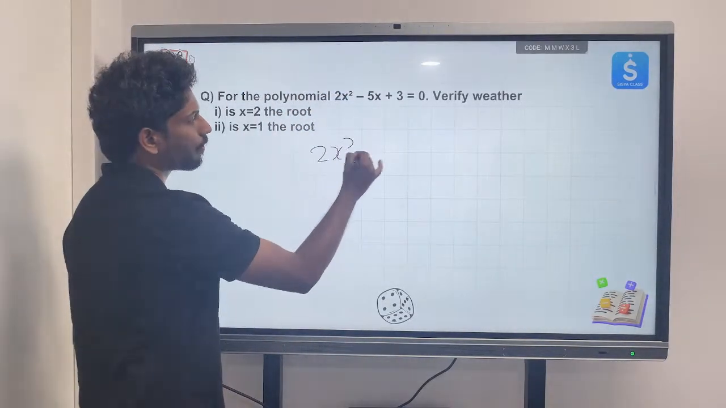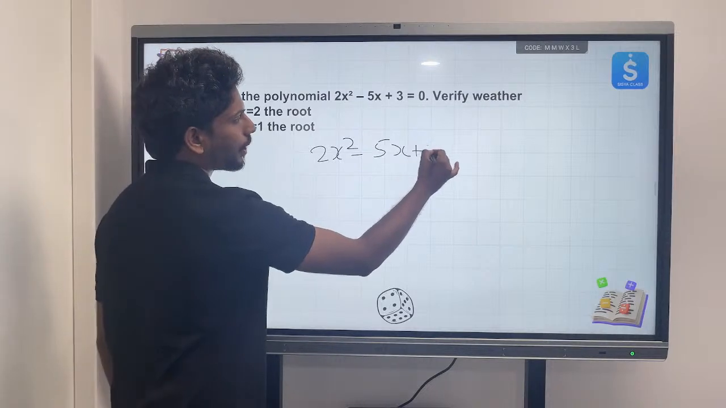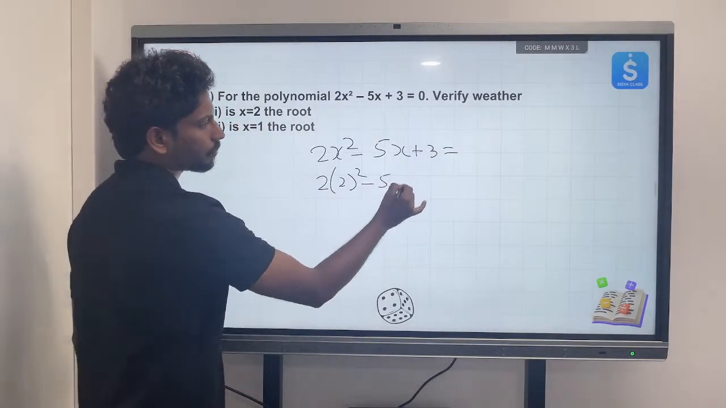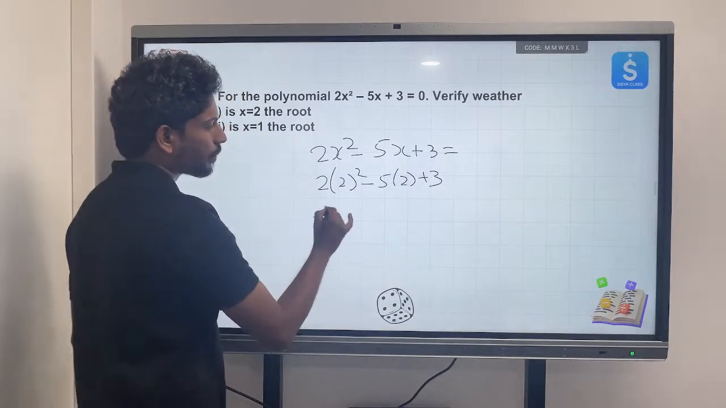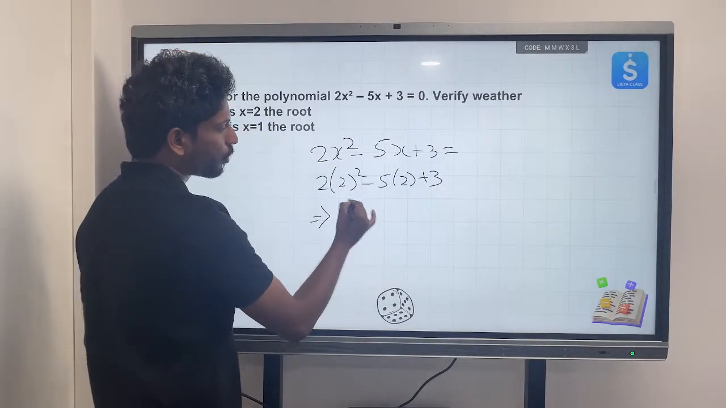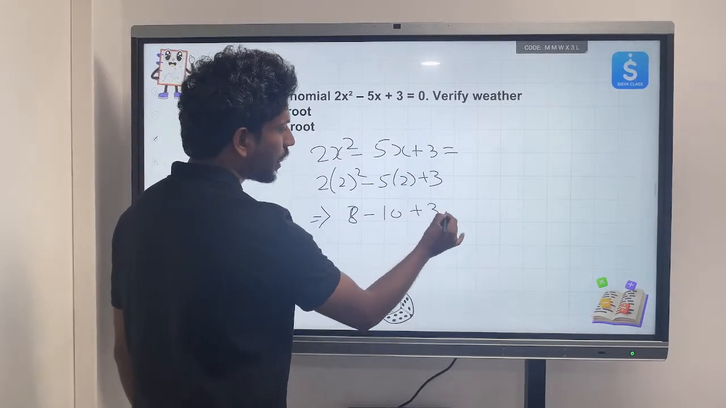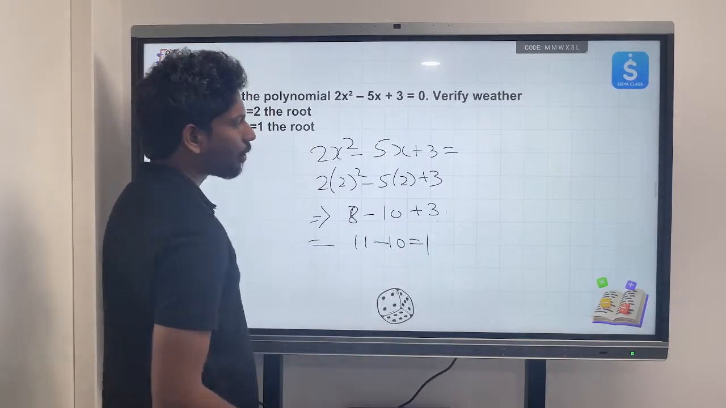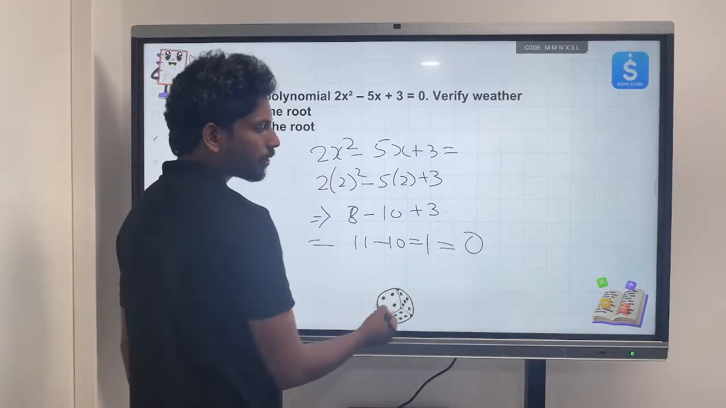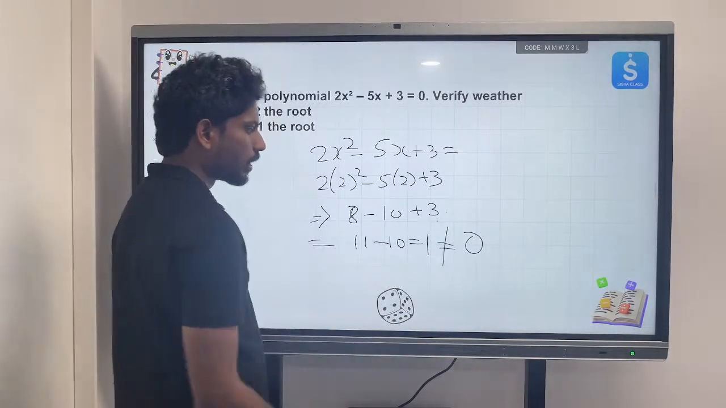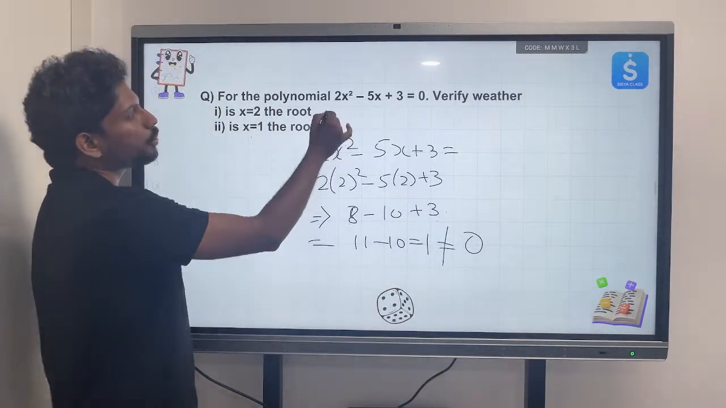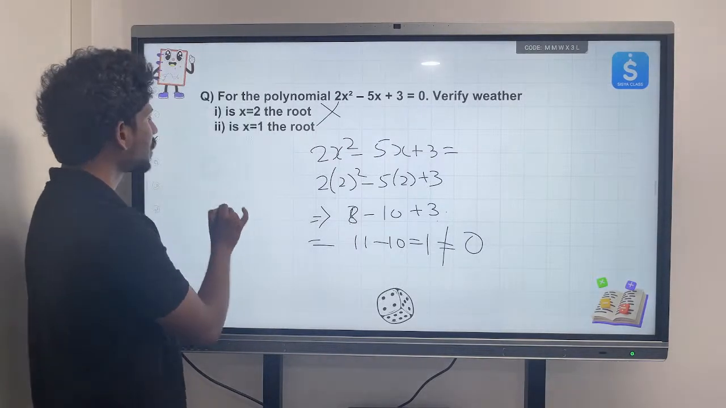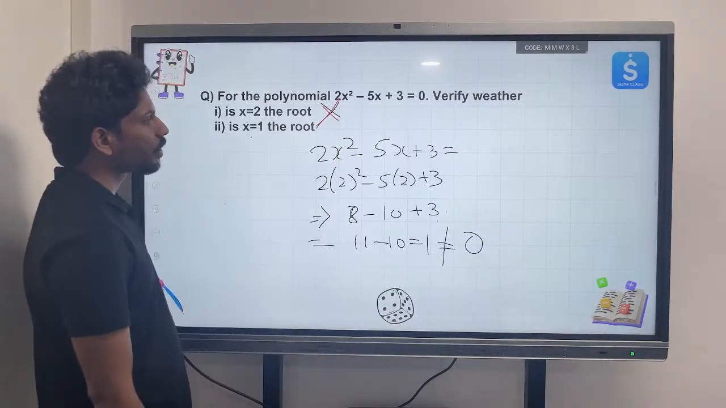We'll quickly wind this up. 2x square minus 5x plus 3, substitute 2. So what is happening? 2 square, 4 2s are 8, minus 10 plus 3. What is 8 plus 3? 11. 11 minus 10 is 1. Now is it equal to 0? Can you say that 1 equals 0? No. So can I say that 2 is the root of this quadratic equation? The answer is no. We cannot say that 2 is the root of the equation, right?